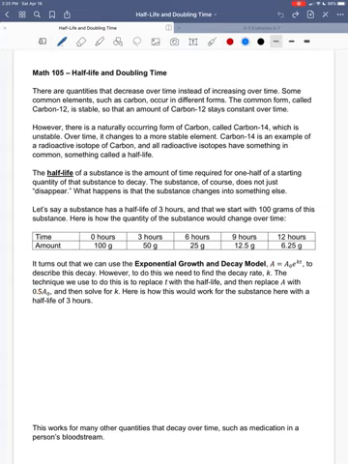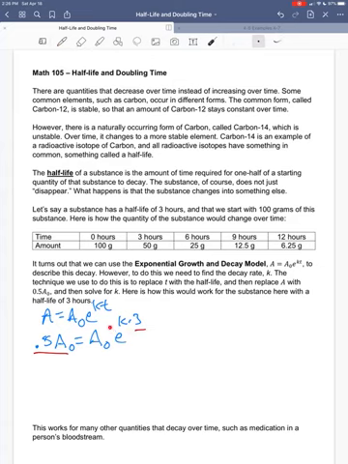Here's how it would work for this substance. I start with the model: A equals A sub 0 e to the kt. I'm going to replace A with 0.5 A sub 0, and I'm going to replace t with the half-life, which is 3 hours. Those are the substitutions I've made. Now I'm trying to solve for k, and k is up here in the exponent. I'd like to take it out of the exponent.